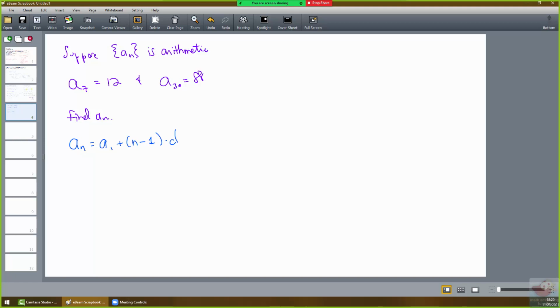Well, if we're told that a sub 7 is 12, and that the sequence is arithmetic, that means a sub 7 has to follow this formula, which means it must look like a sub 1 plus something times d. And the reason I'm saying something is we know what n is. By saying a sub 7, that means n is 7. So 7 minus 1 times d. And then being told that a sub 30 is 88, same exact format. It must have the format of a sub 1 plus n is 30 here, minus 1 times d.